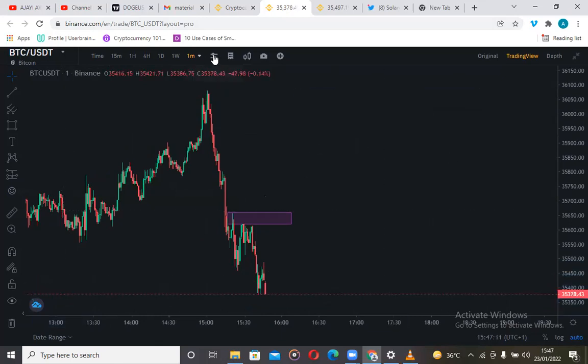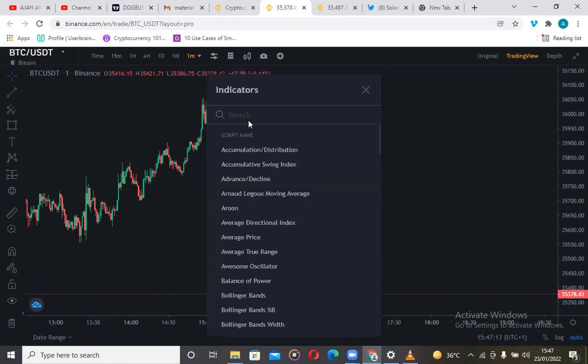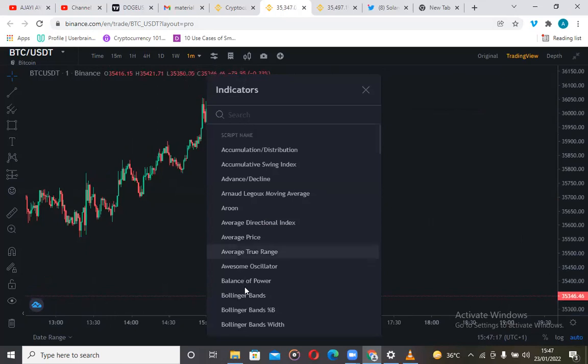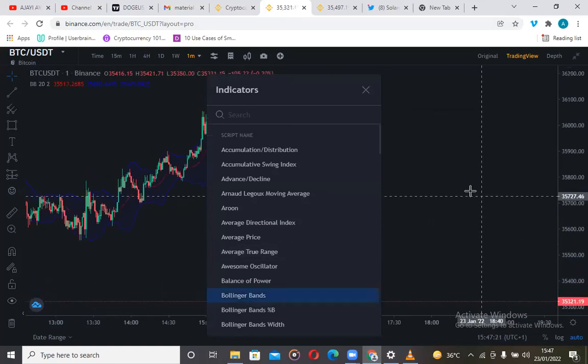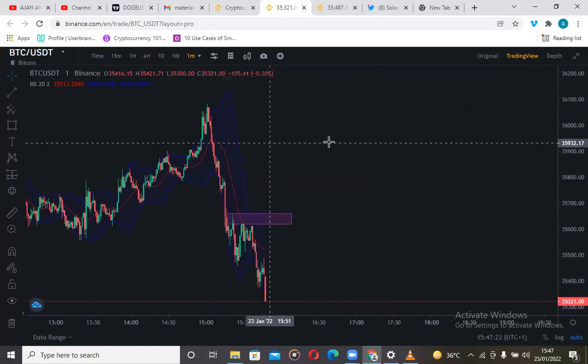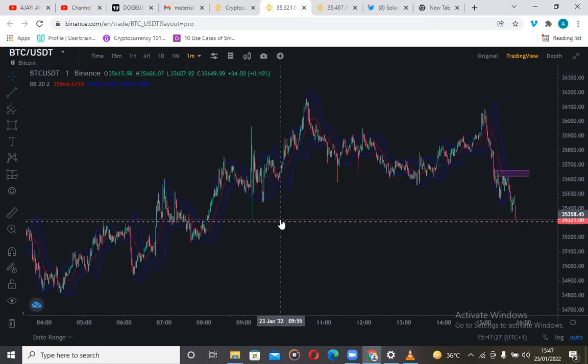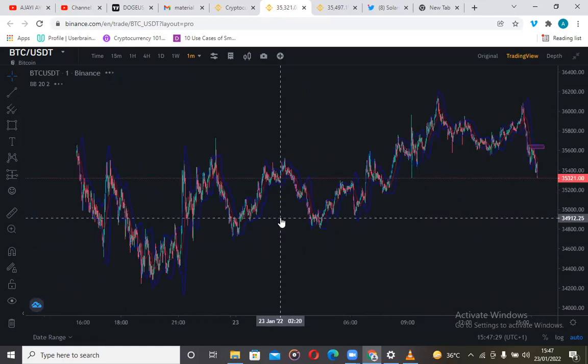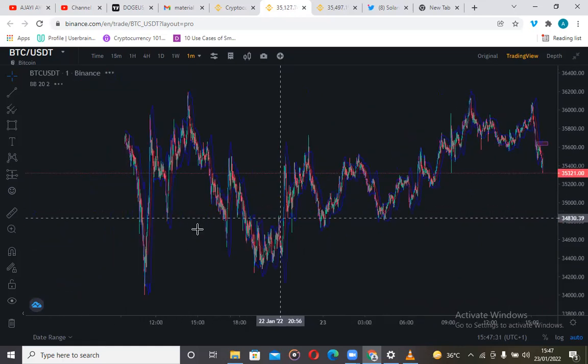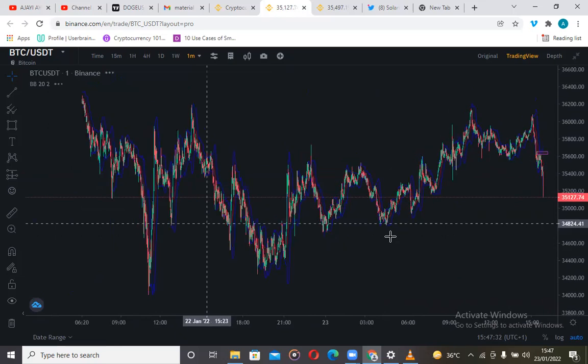You go to your indicator, you search for your Bollinger Band. Very good. Now see this, this Bollinger Band is simple. It tells us its strength. Let's see. Let's continue.